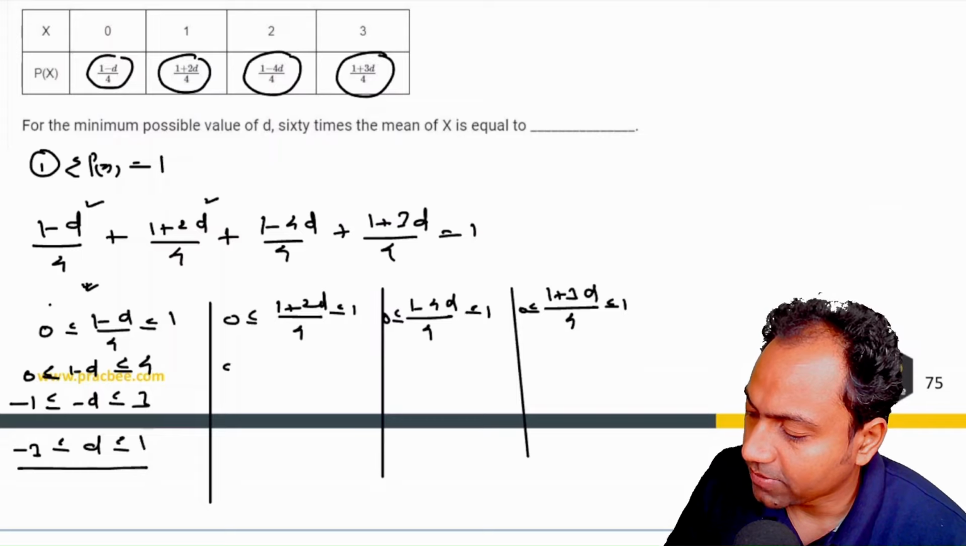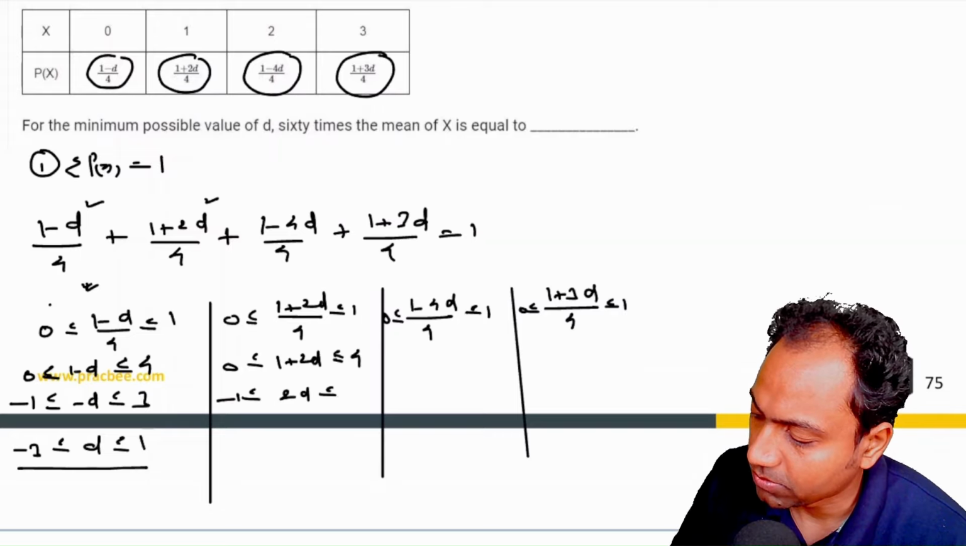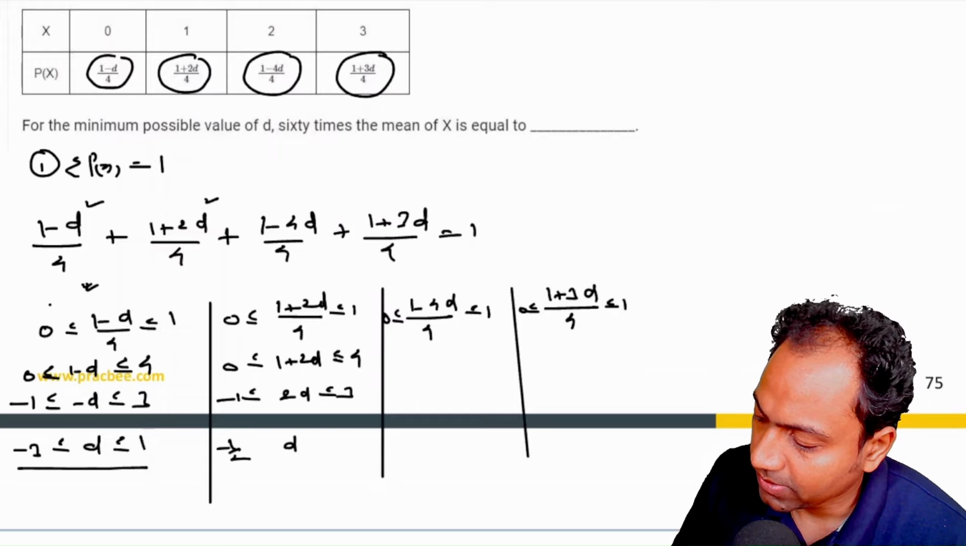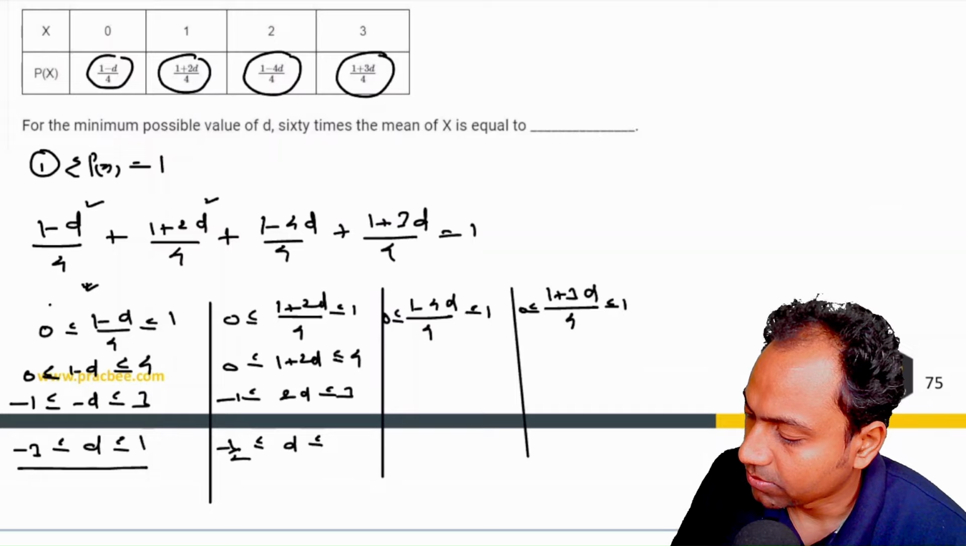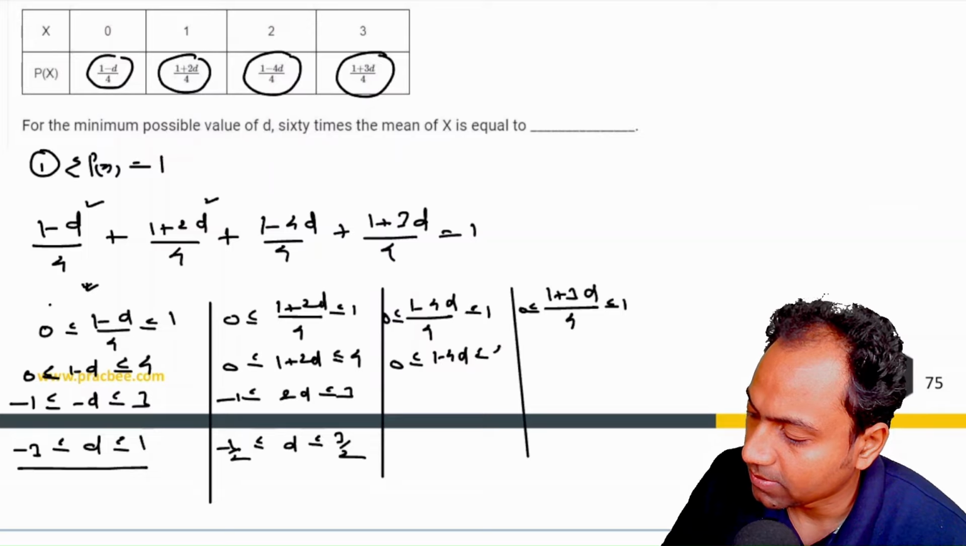Now from here, if I do 0 ≤ 1 + 2d ≤ 4, and subtract 1, this becomes 2d lies between -1 to 3, or d lies between -1/2 to 3/2. For the next part, it is 0 ≤ 1 - 4d ≤ 4. If I subtract 1, -1 ≤ -4d ≤ 3.